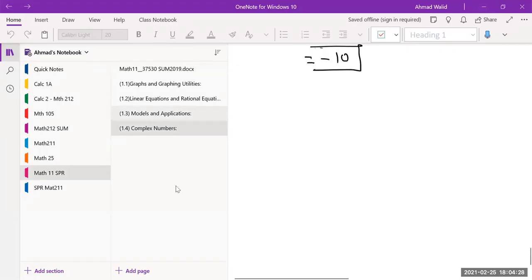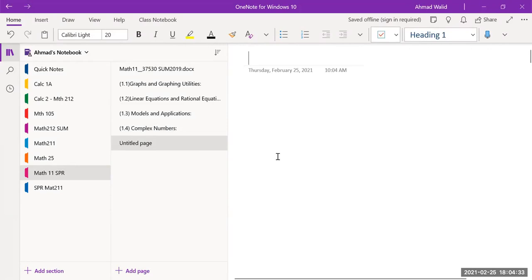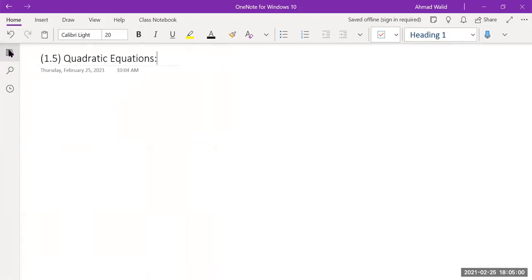Okay, hello all. Let's start our new section. Section 1.5. Let me put the number here for you. 1.5 is quadratic equations. Now, let's discuss what is a quadratic equation.